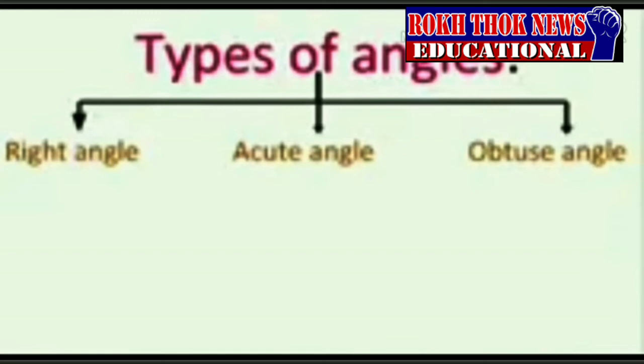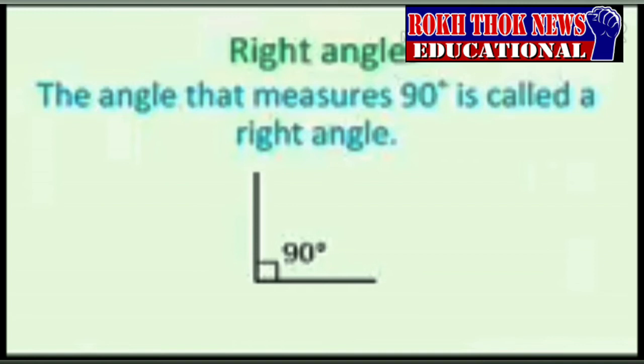Now see what the different types of angles are. So there are three types of angle: right angle, acute angle, obtuse angle. So we are going to learn about these angles. First we are going to see the right angle. Now what is a right angle? The angle that measures 90 degrees is called a right angle. It should be 90 degrees. This angle is an L shape.